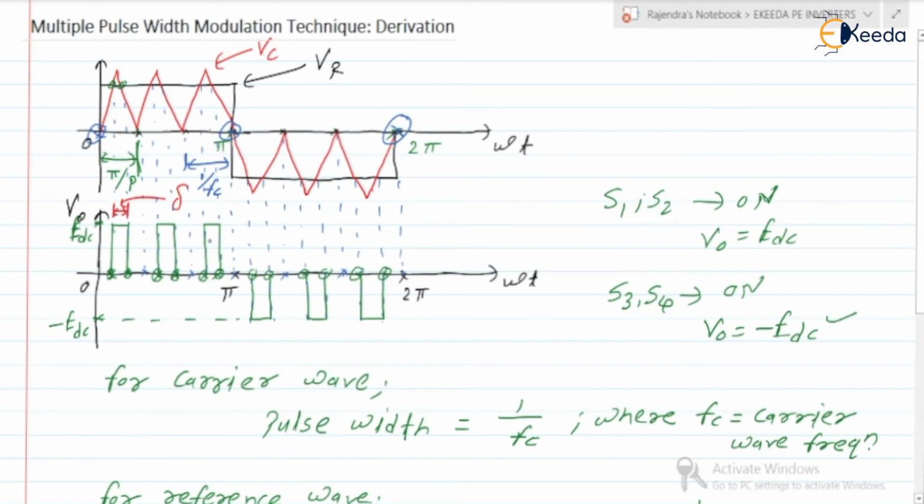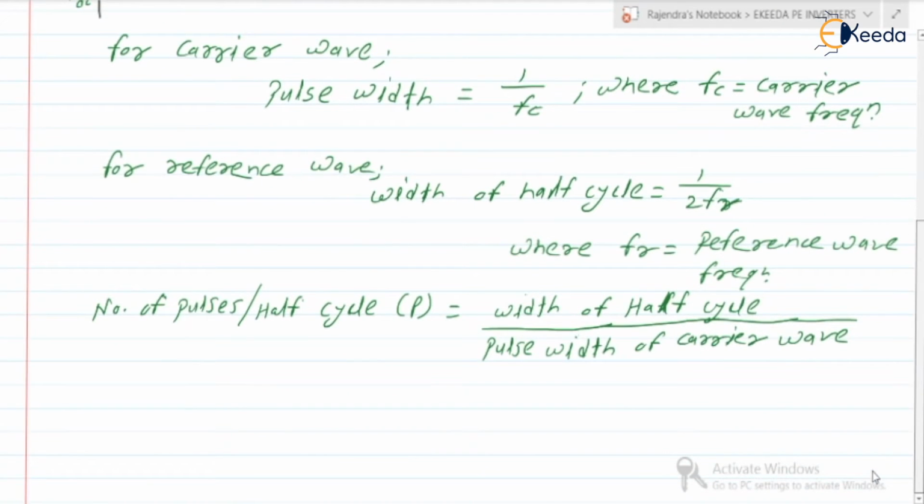In this case we have 3 pulses corresponding to each half cycle. How have we calculated it? This is the time of the half cycle, the width of half cycle of the reference wave, from this point to this point, divided by the pulse width of the carrier wave, that is 1 by fc. So we can write 1 by 2 fr. So P is equal to 1 by 2 fr divided by 1 by fc.